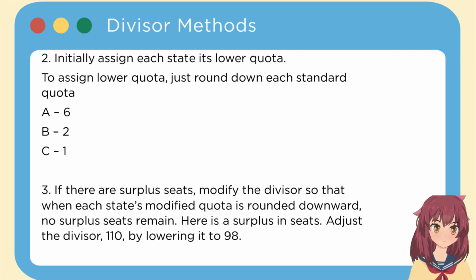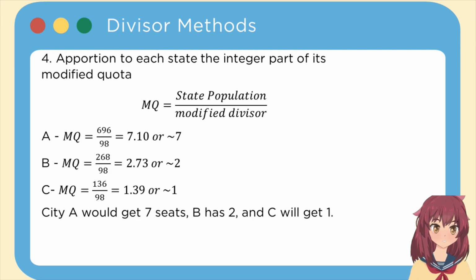We have 6, 2, and 1. Step 3. If there is a surplus in seats, modify the divisor so that when each state's modified quota is rounded down, no surplus seats remain. But since in our problem there is a surplus in seats, adjust the divisor, which is 110, to 98. Step 4 is just repeating step 1 and 2 but with the new modified divisor. The new lower quotas obtained are 7, 2, and 1. Adding them all together, we get 10.